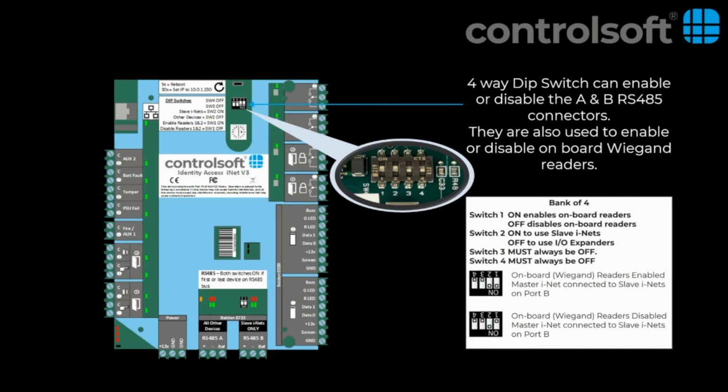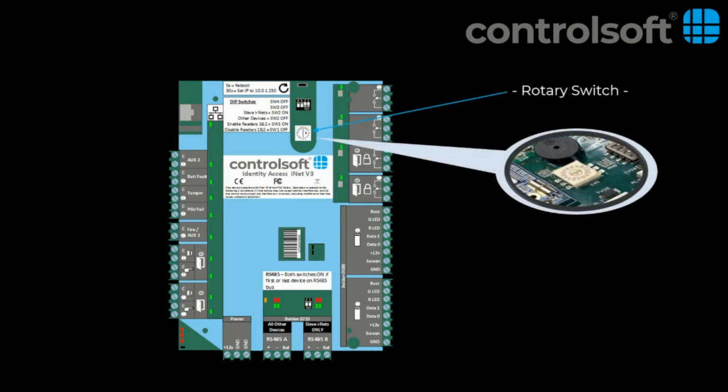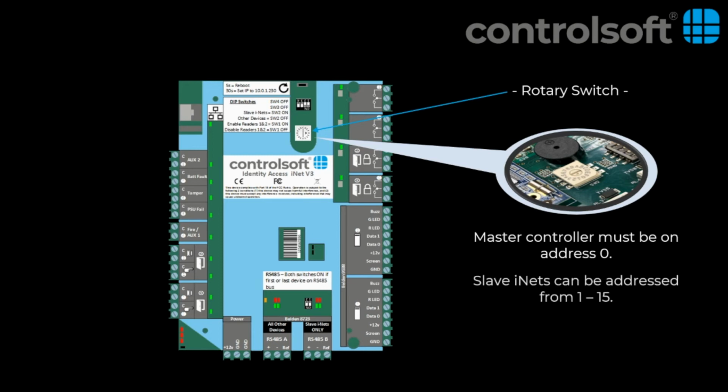We discussed earlier that each slave iNet controller requires a unique 485 address. This is achieved by using the Rotary Switch located here. Master iNet controllers must always remain on address 0, which is reserved for the IP connection to the software. Each slave device can be addressed from 1 to 15, so you can expand the master controller with up to 15 slaves and a maximum of 32 doors.